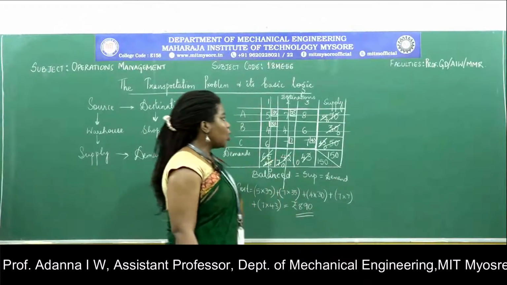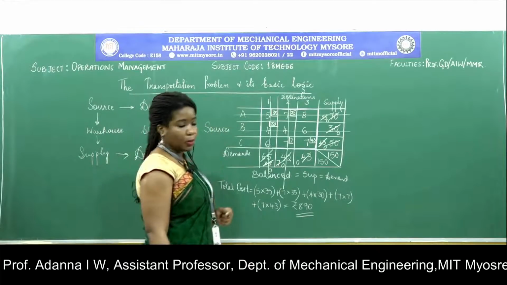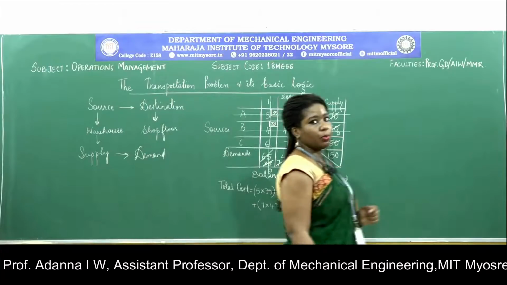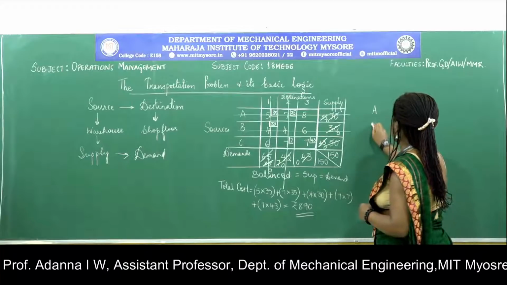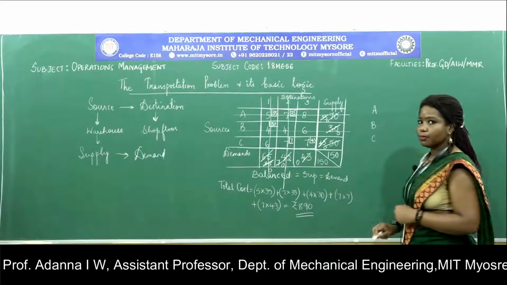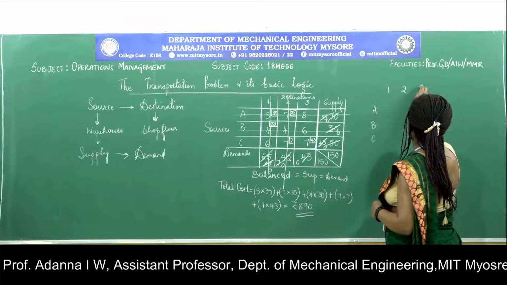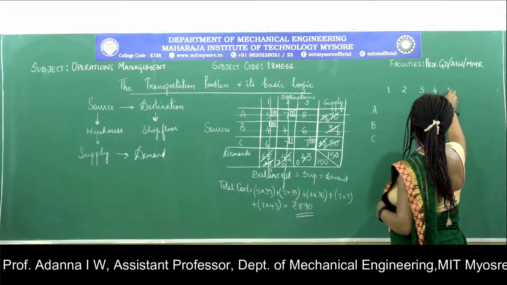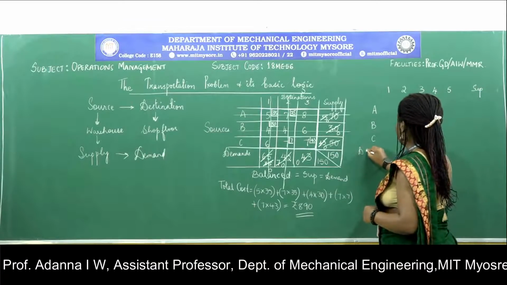Okay? So now, what do we do when the problem is not balanced? I will not solve another problem. I will just write another matrix to make you understand the difference. So if I have 3 sources A, B, C as in the previous problem, and I have, say, 5 destinations, 1, 2, 3, 4 and 5, supply is given to me, demand is given to me.